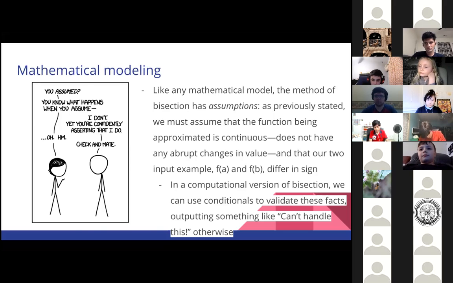And there's an entertaining XKCD for people that also love Randall Munroe.